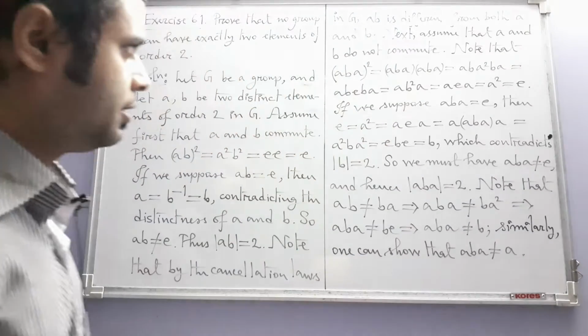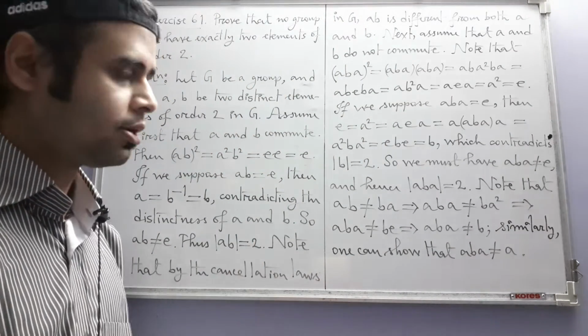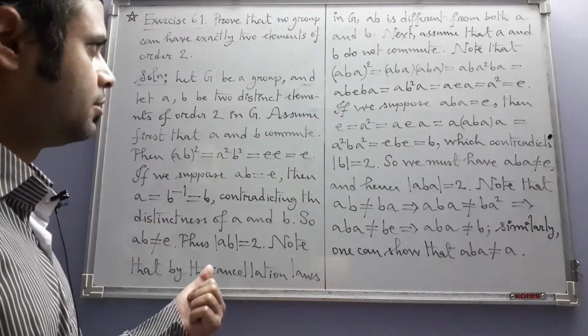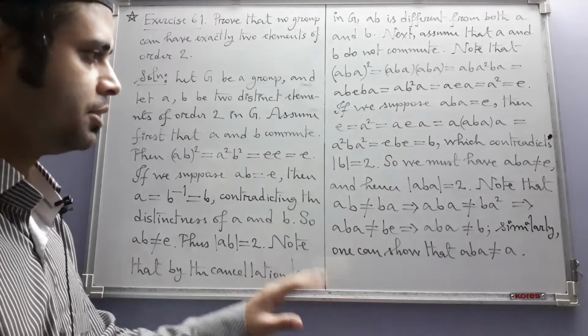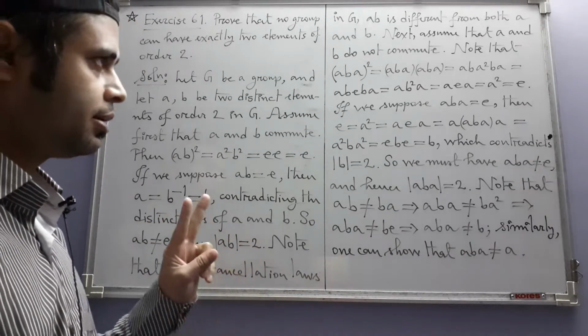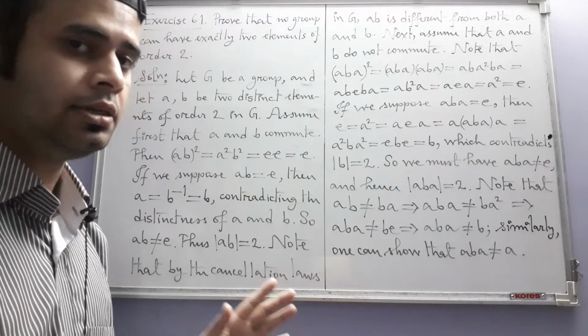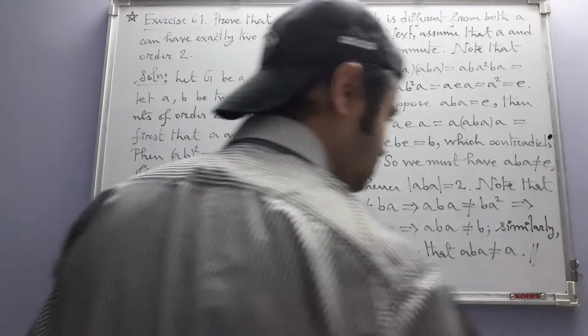So that's it. In any case, whether A and B commute or they do not commute, we have shown that there is a third element also in the group which is of order 2. So we can never have exactly two elements of order 2 in any group. So this completes the solution.